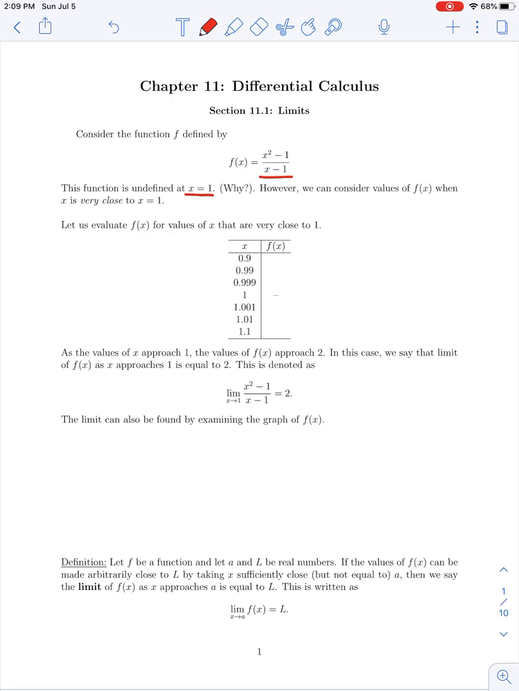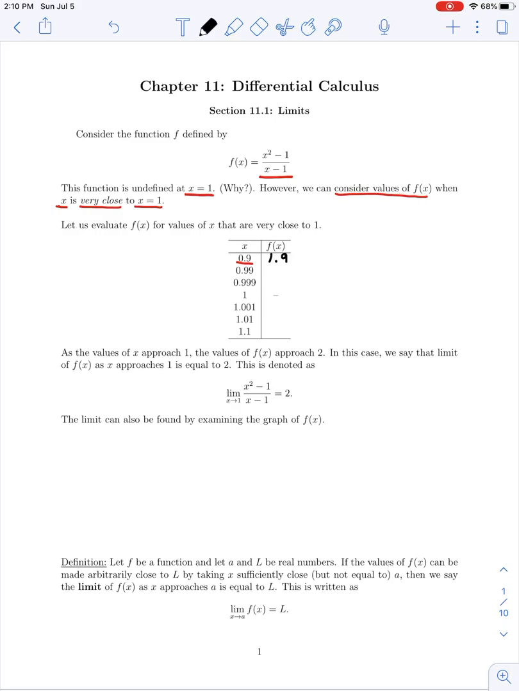However, for this function, it is defined everywhere else. So for every other value of x not equal to 1, this function is defined. So we could consider values of this function, f of x, by taking x very close to 1, but not equal to 1. So let's see what happens when we do this. If we evaluate f of x for values of x that are very close to 1, let's see what we have. Starting with a value of 0.9, if you evaluate this function at x equals 0.9, either by using a calculator or some algebraic simplification, we see that the value of f of x is 1.9.